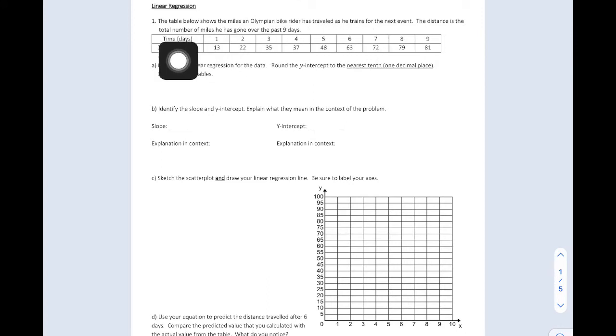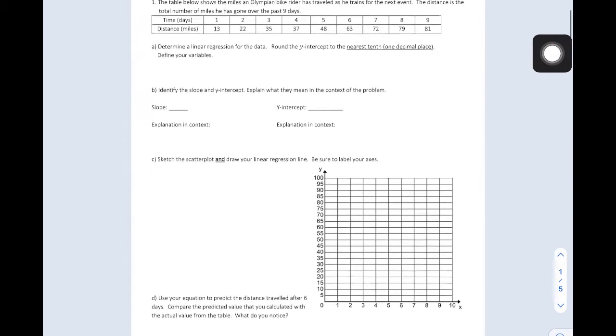In the table here, we have the miles an Olympian bike rider has traveled as he's training for his next event. The distance is the total number of miles he has gone over the past 9 days. So on the first day, he traveled 13 miles, and on the second day, he traveled a little more, so now he's at 22 total, and so on. You can see on the 9th day, he had traveled a total of 81 miles. And again, this is on bike.